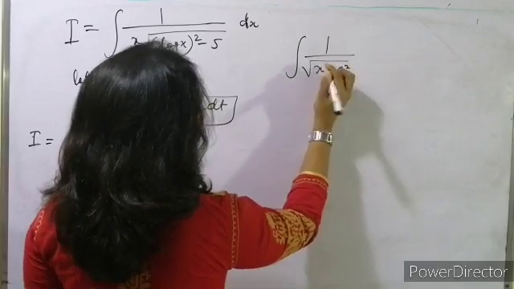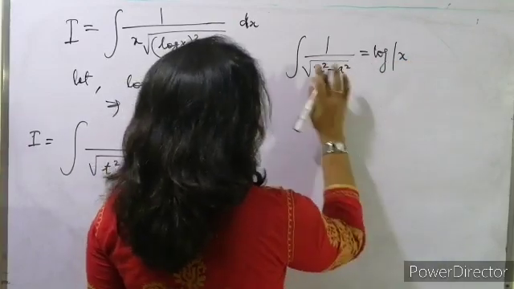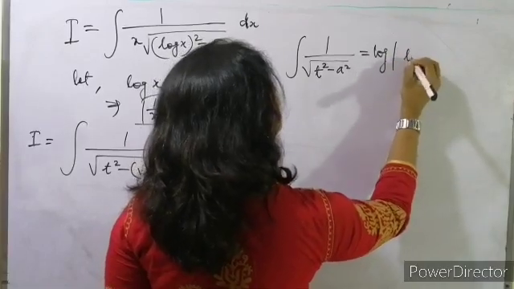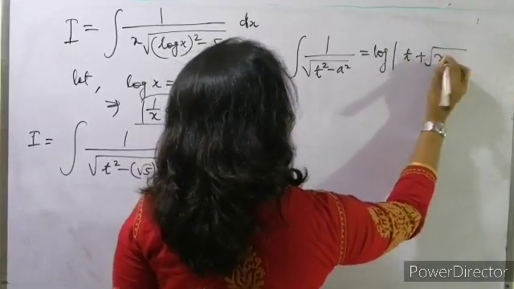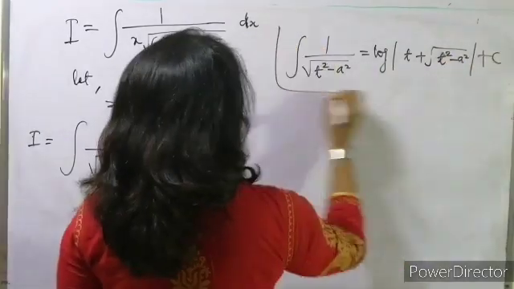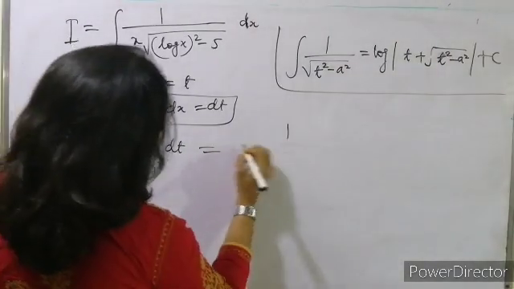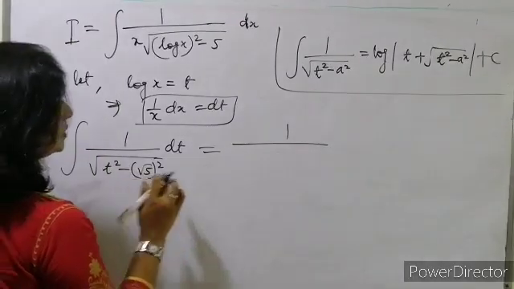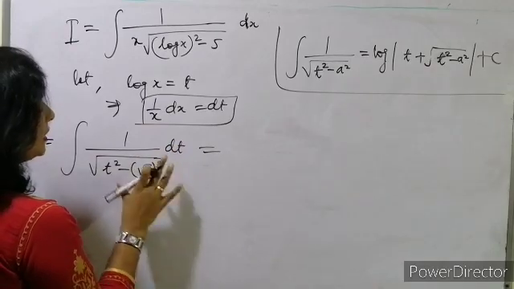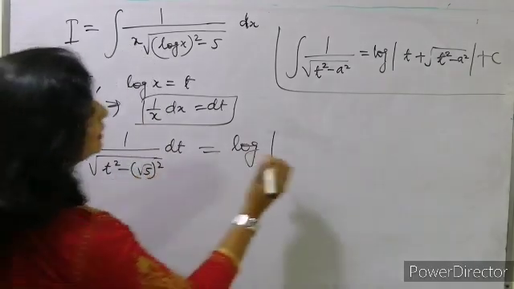a square. Okay, so that is equal to log of x. So यहाँ पे t है ना basically, तो t square, so log of t plus square root of t square minus a square plus c. तो ये फॉर्मूले पे भी हमको बिठाना है. राइट, नाउ 1 upon, so t this formula. Okay, so when we have this formula, this function, and directly what we'll write, log of t.